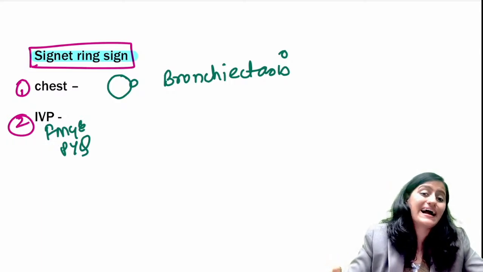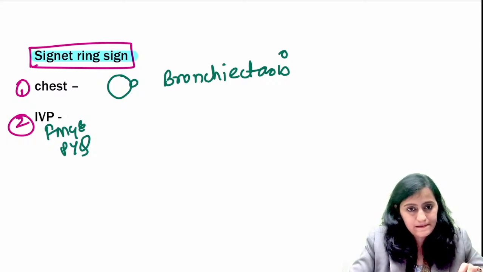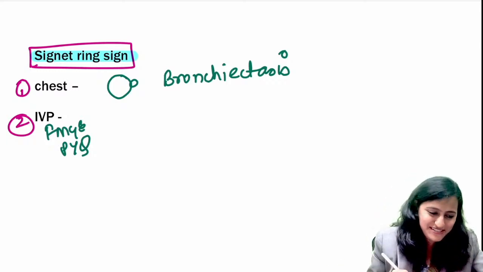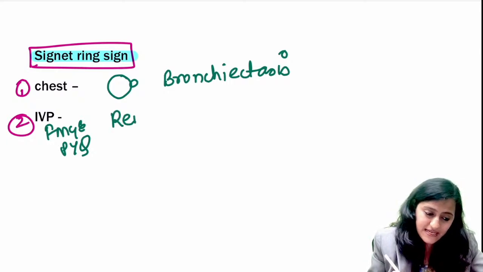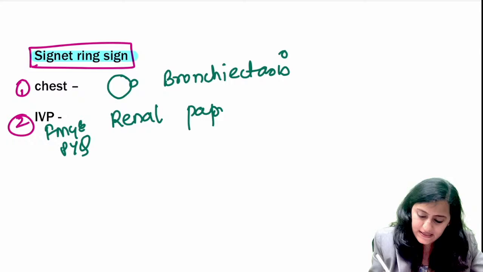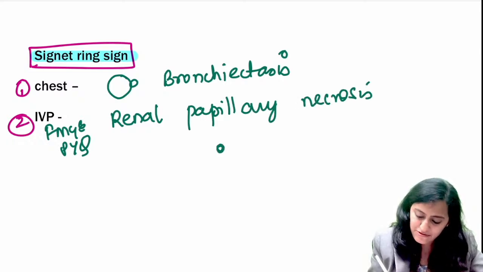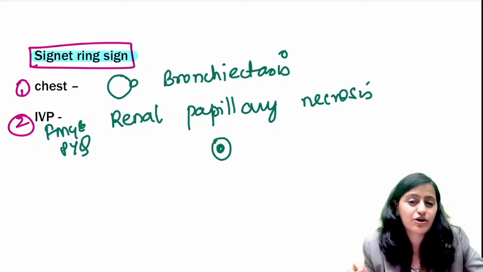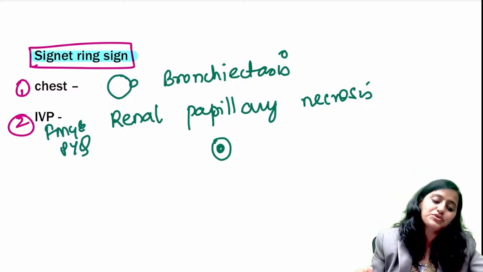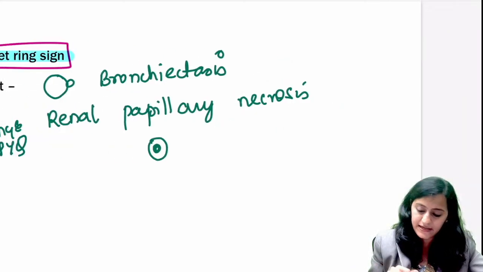Signet ring on IVP. Very good, correct. It is seen in renal papillary necrosis. The central papilla which is necrosed will not pick up the contrast, but surrounding it you have the contrast. Signet ring is seen in renal papillary necrosis. Okay, correct.